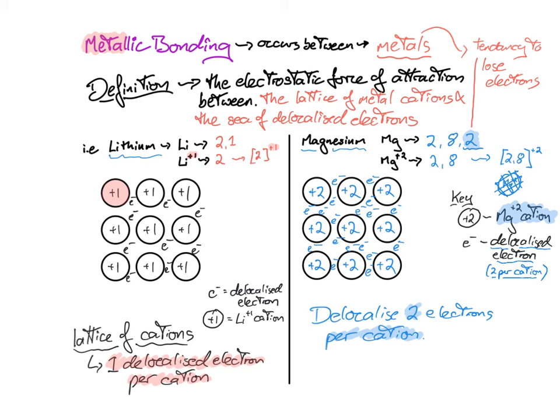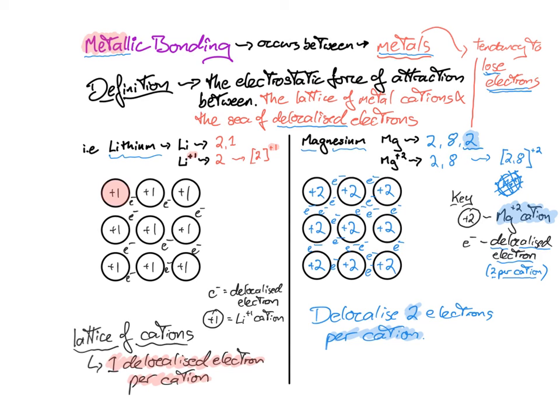So there we go. Metallic bonding. What does it occur between? Well, hopefully it should be relatively obvious it occurs between metals. Metals are metals because of their tendency to lose electrons, energetically favourable for them to lose electrons. How are we going to lose electrons?